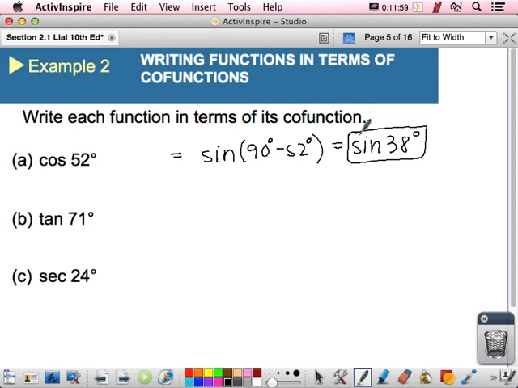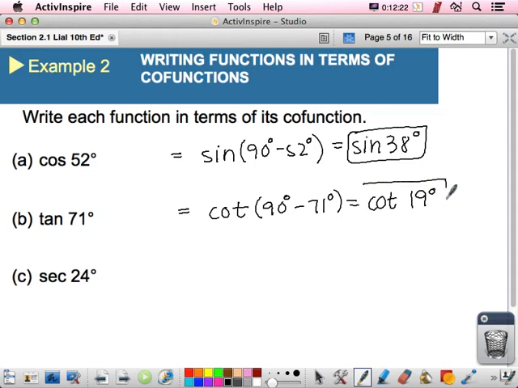The tangent of 71, the cofunction is cotangent, also happens to be the reciprocal. And in order for those two things to be equal, the angles have to add to 90, so that would make that one 19 degrees. If you're not sure, just subtract it from 90. 90 minus 71 is equal to the cotangent of 19 degrees. Did I do the arithmetic right on that? Is that right? Yeah. 90 degrees.